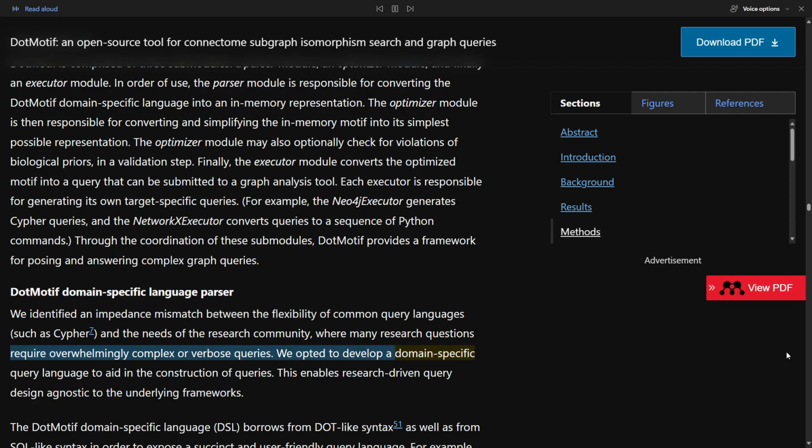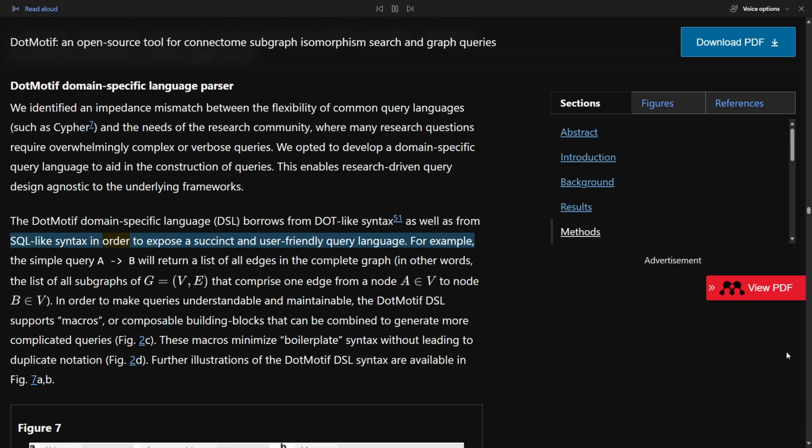We opted to develop a domain-specific query language to aid in the construction of queries. This enables research-driven query design agnostic to the underlying frameworks. The DotMotif domain-specific language, DSL, borrows from DOT-like syntax 51 as well as from SQL-like syntax in order to expose a succinct and user-friendly query language. For example, the simple query A -> B will return a list of all edges in the complete graph. In other words, the list of all subgraphs that comprise one edge from node A to node B.